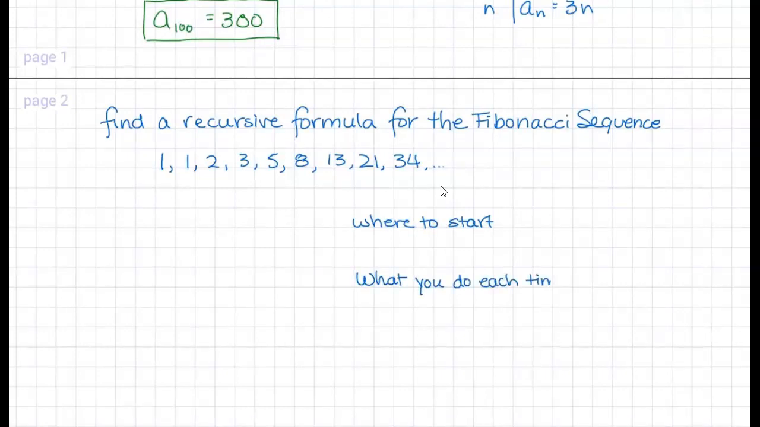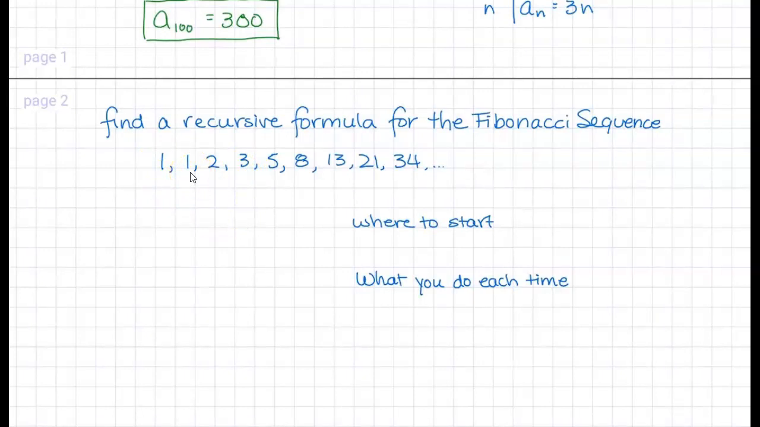Now, the Fibonacci sequence, you actually need to start with the first 2 terms. Because if I try to do that rule to find each term, you add the 2 previous terms. If I'm starting with the second term, I don't have 2 previous terms yet. So I have to define the first and the second term, but then I can go to my rule and say, to find the third term, you add the 2 previous terms. To find the 4th term, you add the 2 previous terms, and so on.